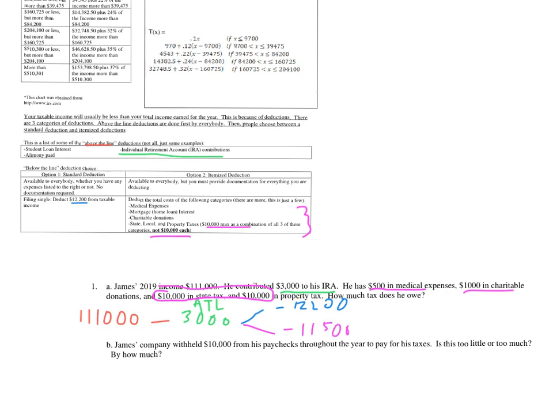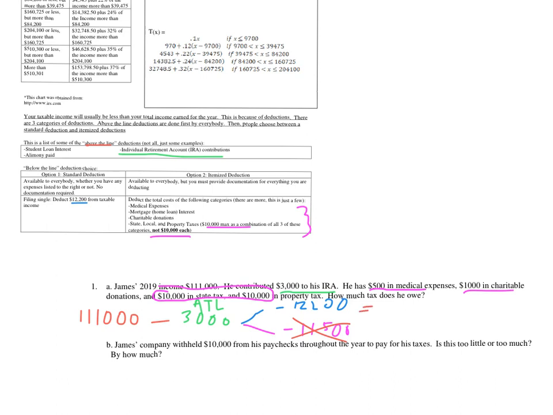So this is how all these problems should set up. You got to find the above the line deductions first, which are in this category. You got to compare here. 12,200 will always be the same. This one is a combination of all of these categories with only $10,000 max in that one. And then we're going to actually do our subtraction here, but we're not allowed to take both of these. It's one or the other. You're always going to want to take the bigger one. So I'm going to cross off the smaller one. I'm going to keep the bigger one. I'm going to do this subtraction.